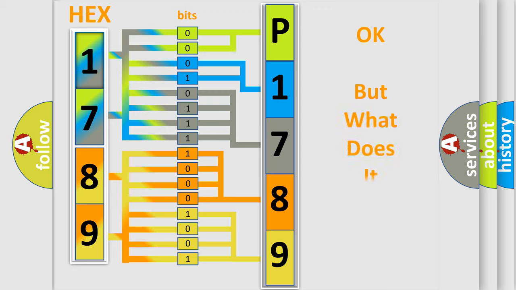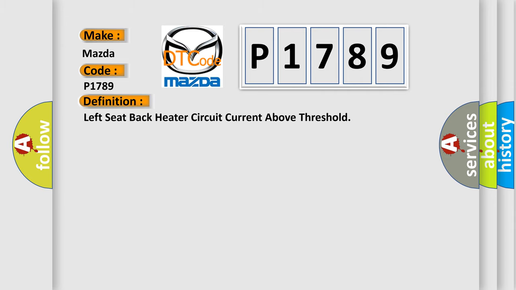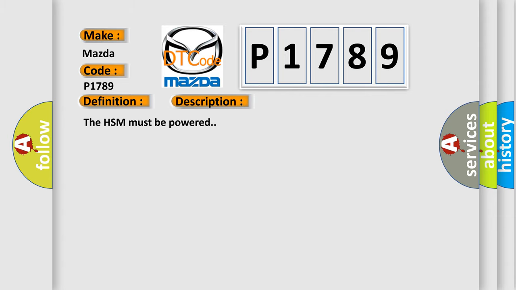The number itself does not make sense to us if we cannot assign information to what it actually expresses. So, what does the Diagnostic Trouble Code P1789 interpret specifically for Mazda? The basic definition is: left seat back heater circuit current above threshold. And now this is a short description of this DTC code. The HSM must be powered.